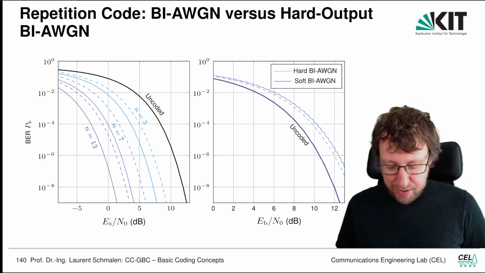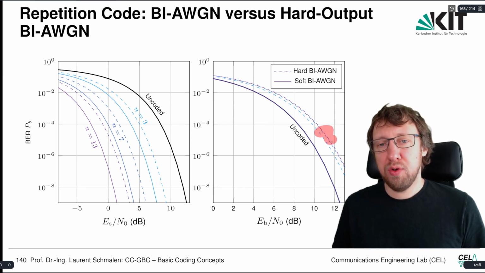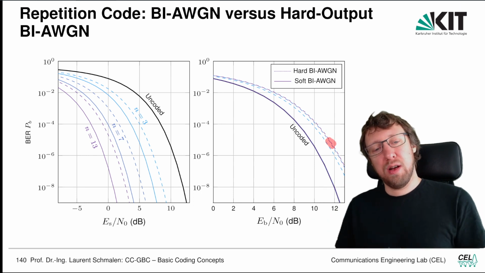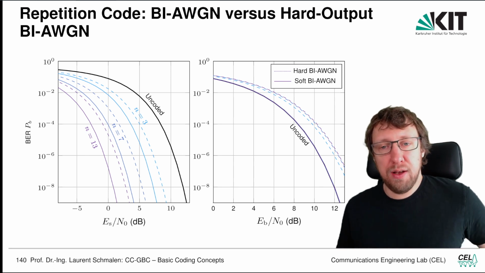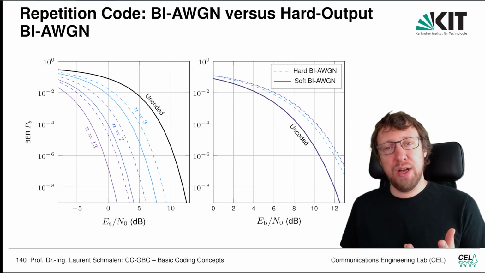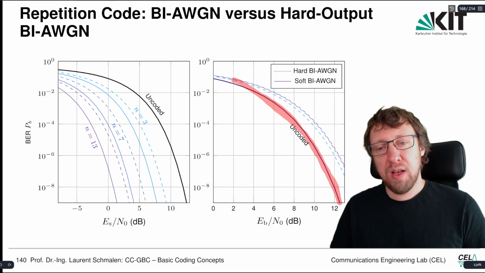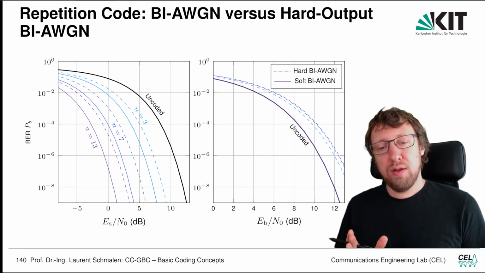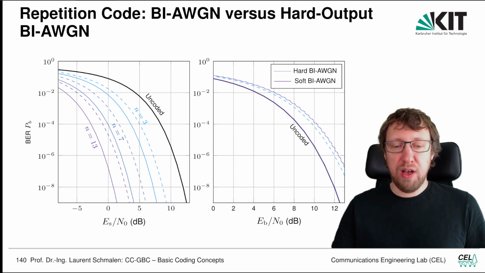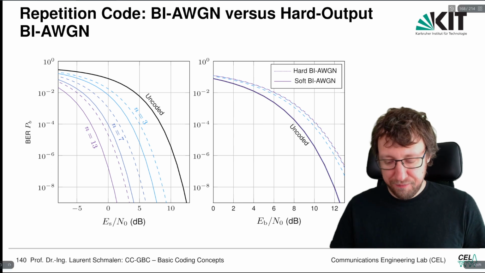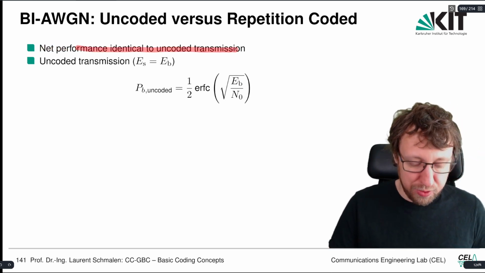Now we take a look at the Eb over N0. So we calculate these curves also for Eb over N0. We have seen that for the hard decision output, so the binary symmetric channel, we have a net coding loss, so we lose essentially performance. And now where are the curves for the soft case, so for the binary input AWGN channel with soft outputs? They overlap the uncoded curve completely. So they seem to be equal to the performance of uncoded transmission. And that's something that is a little bit unexpected, and that's something that we're going to calculate. So we observe that the net performance is equal to the uncoded transmission.